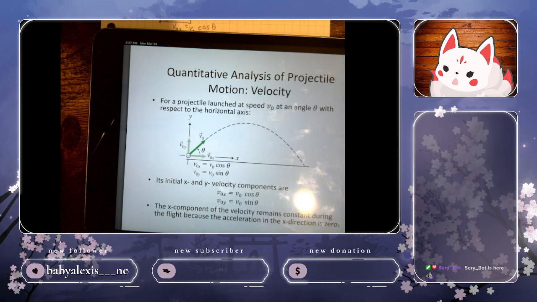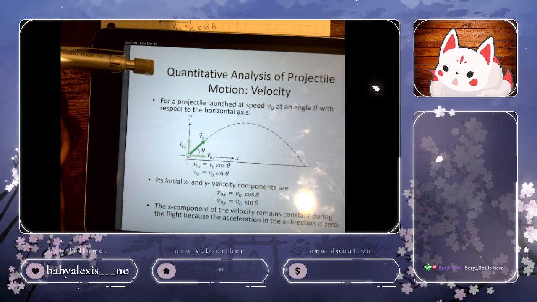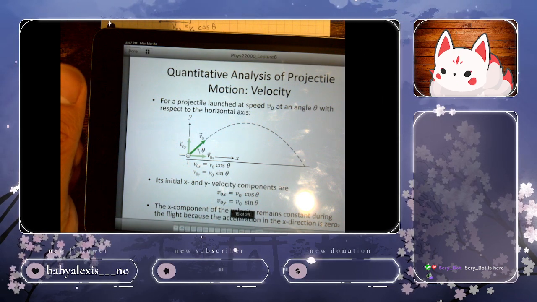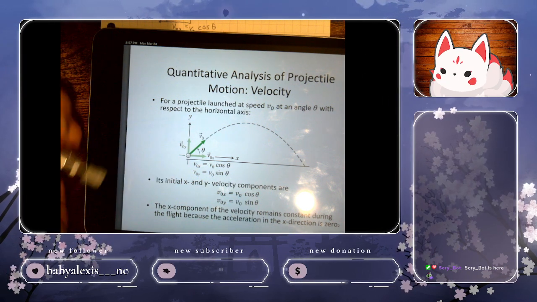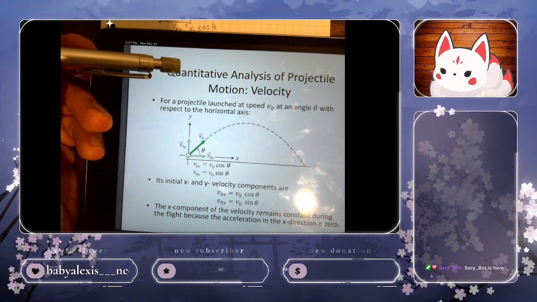Okay, more of that. Quantitative analysis of projectile motion velocity. How many pages are in this thing? I've gone through a lot of them.